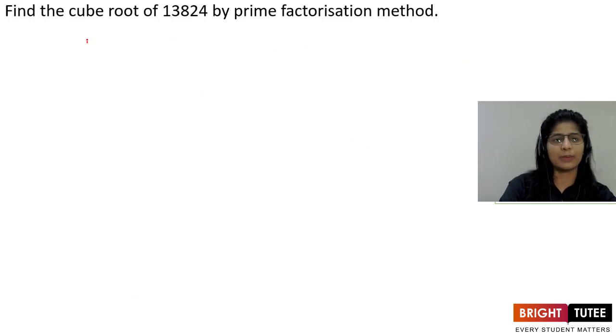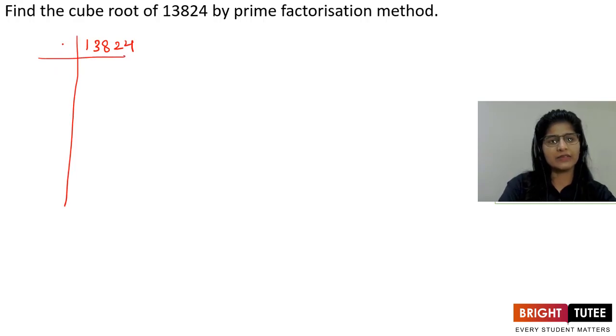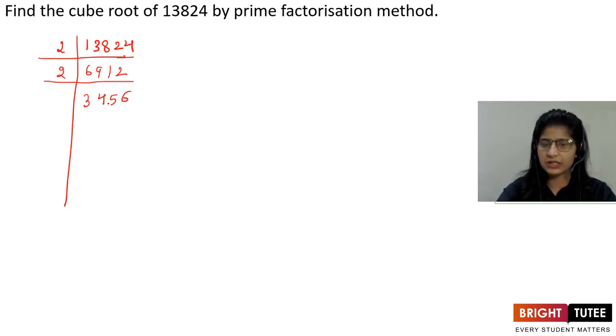Let us start doing the prime factors of 13,824. Starting by dividing with 2, we get 2 6s are 12, 2 9s are 18, 2 1s are 2, 2 2s are 4. Again with 2, 2 3s are 6, 2 4s are 8, then 2 5s are 10, 2 6s are 12.